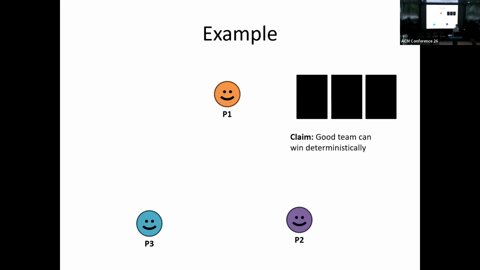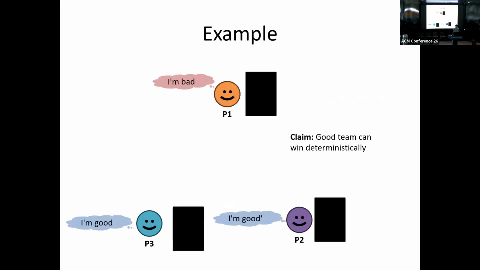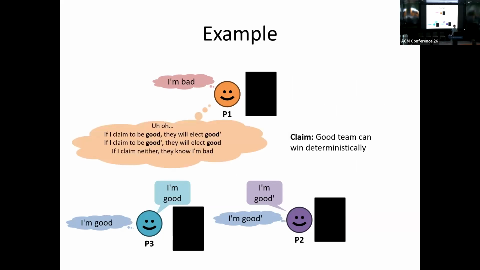Just to be concrete about this, one player is going to be good, one player is going to be good prime. The good players are going to announce their type, which leaves the bad player in quite the dilemma. If the bad player claims to be good, then you can elect good prime. If the bad player claims to be good prime, you can elect good. If the bad player claims neither, then of course they're immediately outed as bad and the game is over. So what has happened here? I've changed something that seemed to have no effect on the game, and it had an effect on the game.